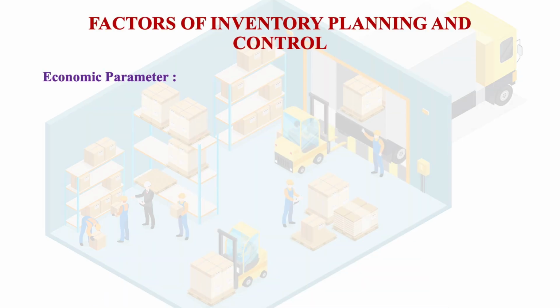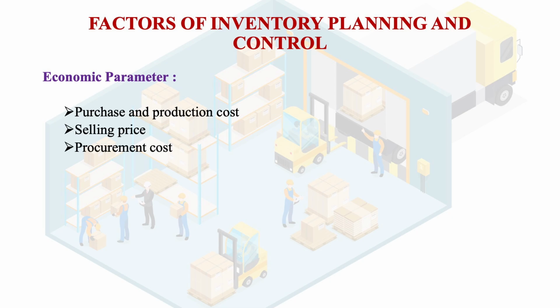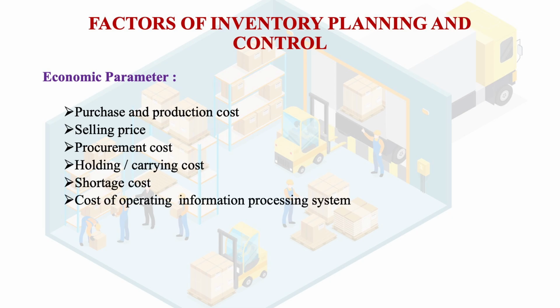Factors of inventory planning and control. On the issue of when and how much to order, there are certain factors associated with it. These are the economic parameters: purchase and production cost, selling price, procurement cost, holding and carrying cost, shortage cost, and cost of operating information and processing systems.